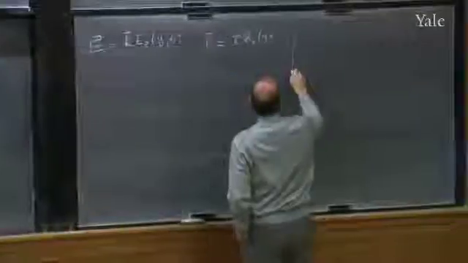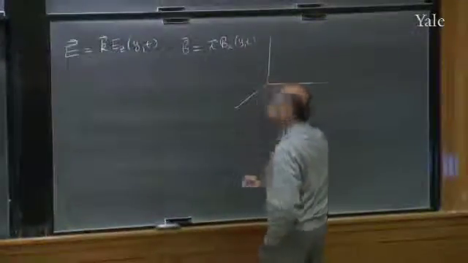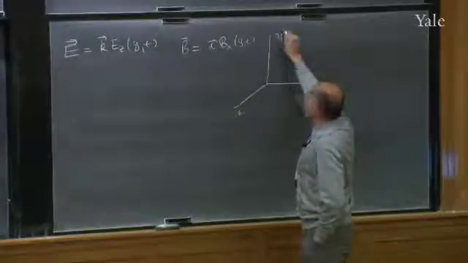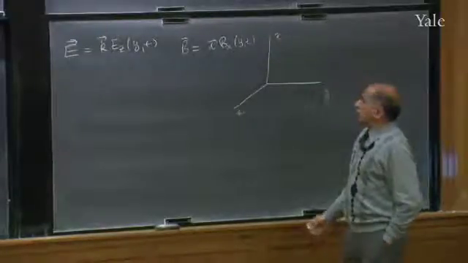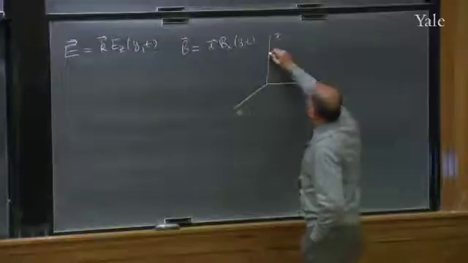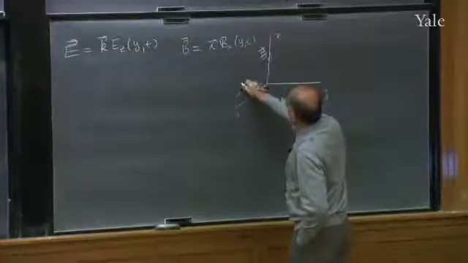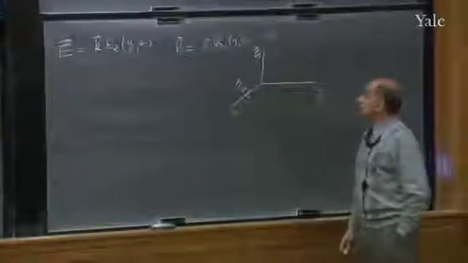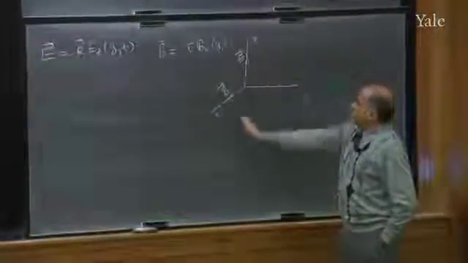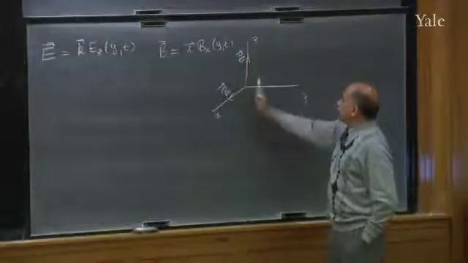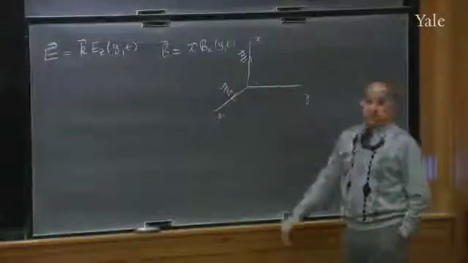So let me tell you how my axes are defined here. This is x, this is y, this is z. The electric field will always point along the z-axis. The magnetic field will always point along the x-axis. They will not vary as you vary x or z. They will vary only if you vary y by assumption.